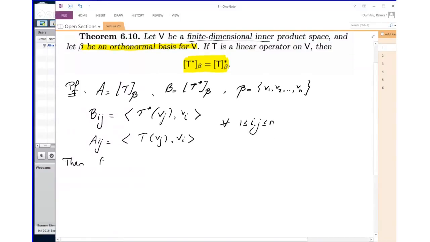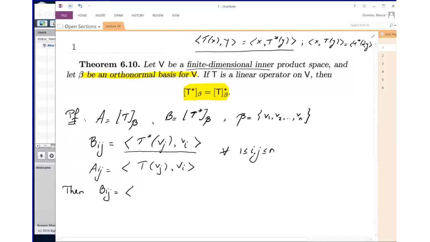So then Bij, I can use this relation here, that T star from the first entry can be moved into the second. So this is Vj, inner product with T of Vi. I'm going to switch the two entries by taking the complex conjugate. So this is the complex conjugate of the inner product between T of Vi and Vj.